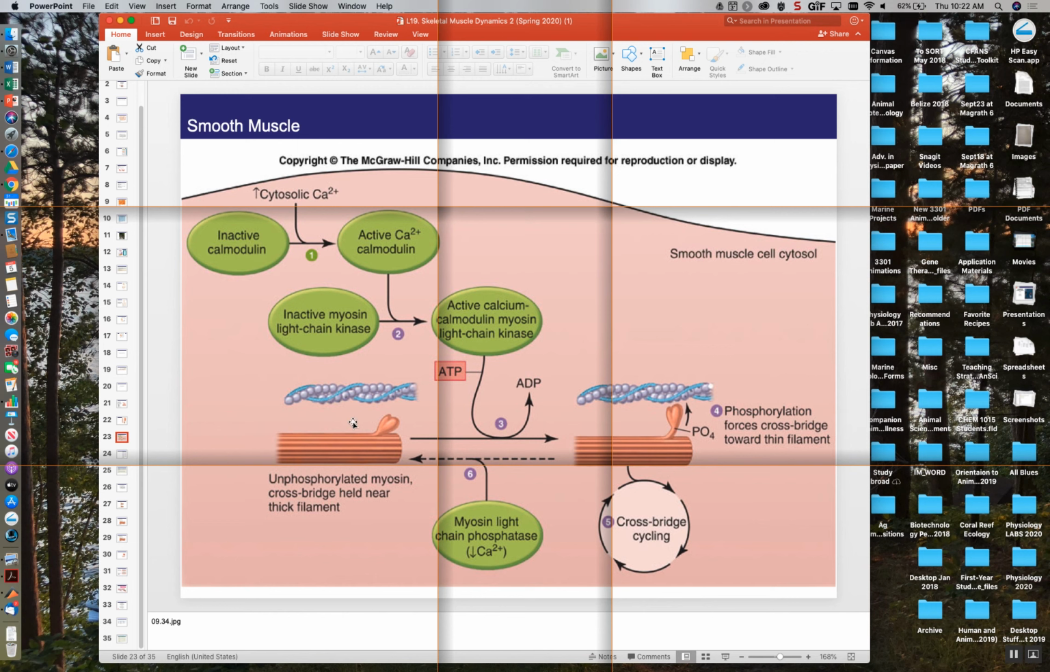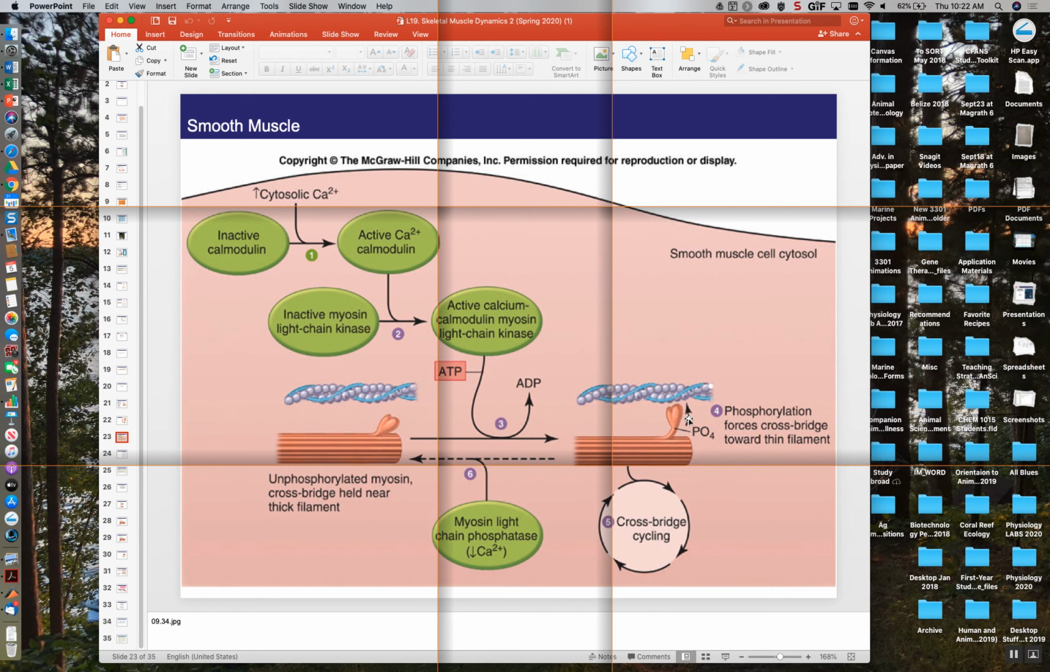That causes the myosin head to be more on a 90-degree angle. You can actually see this right now, right here on the right-hand side. Then when that occurs, myosin and actin can interact. So smooth muscle doesn't have troponin, doesn't have tropomyosin. All of the regulation is right there in the myosin neck.